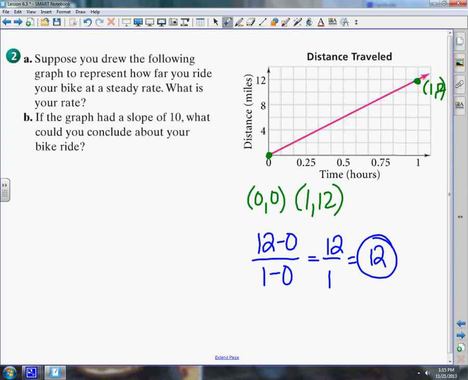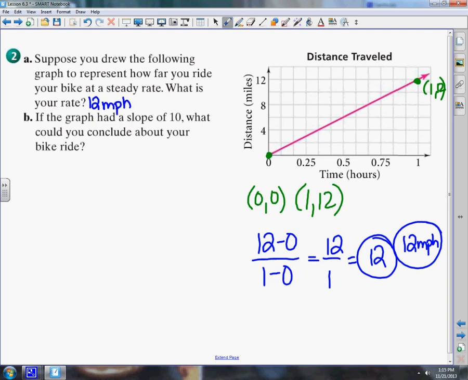So in 1 hour, I'm traveling 12 miles. So this means I am going 12 miles per hour on my bike. Okay, so my rate is 12 miles per hour.